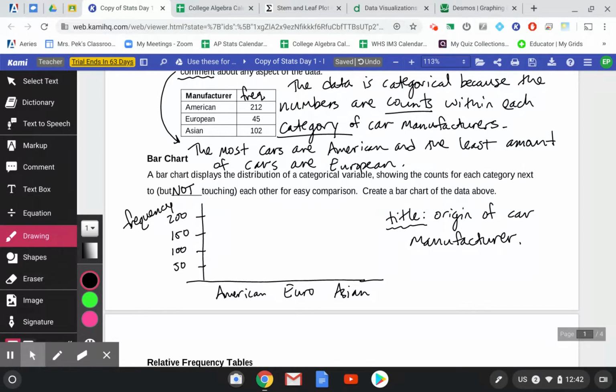And then we draw bars. We make sure that they're not touching. There were 212 American cars, so I'm going to draw this up just above 200. European only had 45, so that's like right here. Try to make sure it's roughly the same width as all the bars are roughly the same width. And let's see, there's 102. That's somewhere around here, Asian cars. And there's a bar chart.